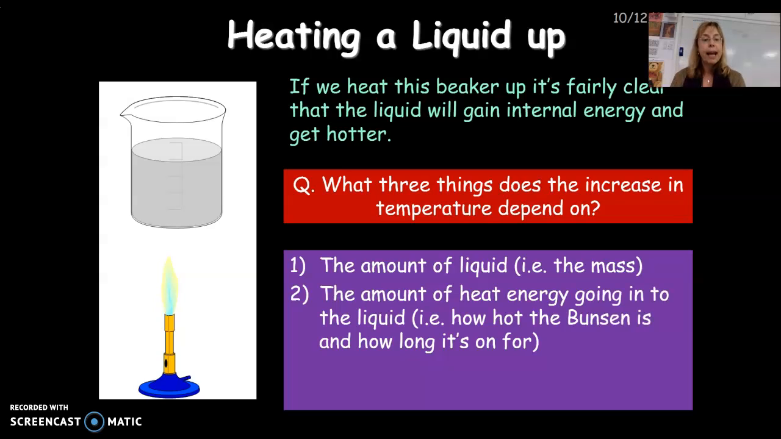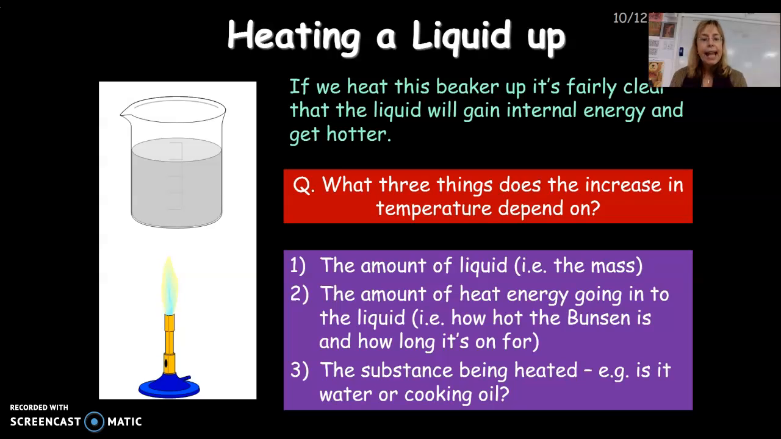The second one is the amount of heat energy going into the liquid. So for example, how hot is that Bunsen burner? You know, if I've got a very strong heat source, it will heat up a lot quicker. We know that with perhaps if we are barbecuing. And finally, the substance that's being heated. So for example, is it water or is it cooking oil? They will differ depending on the substance. So take a moment, pause the video, and copy down these points.